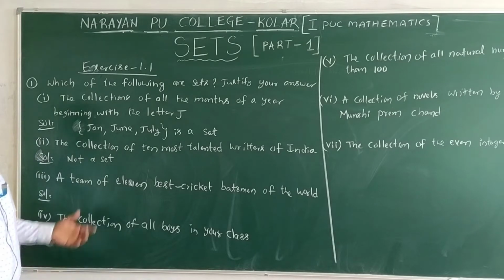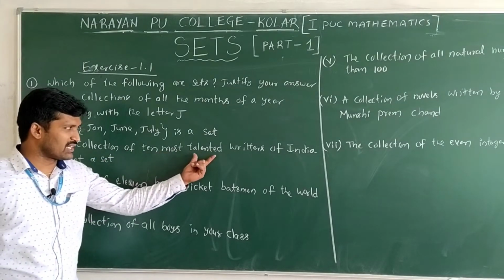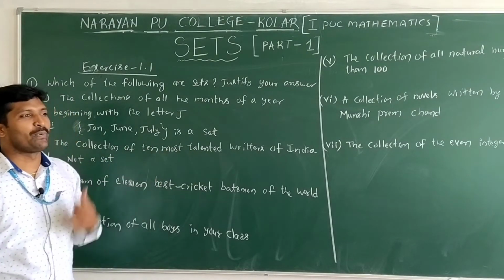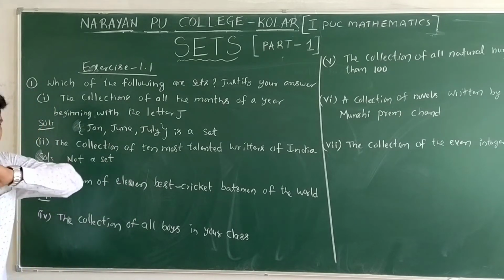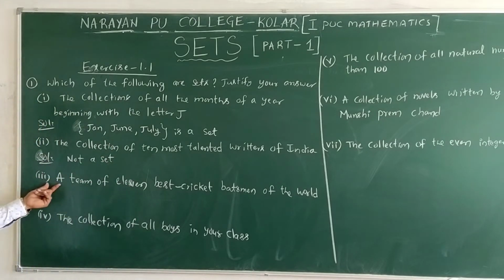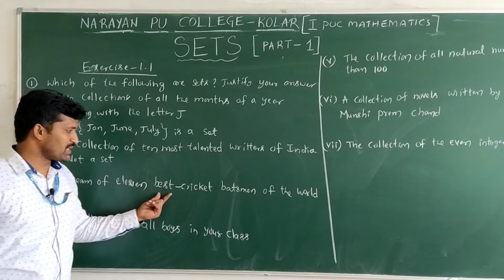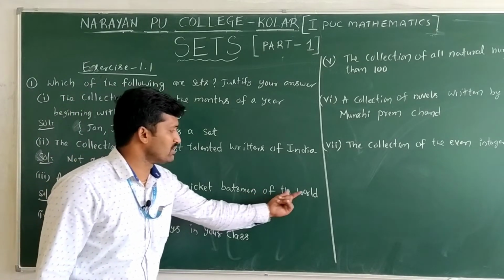Reason? It is a collection of the 10 most talented writers, but as opinion changes from person to person, it is not well defined. Next, the third one: a team of 11 best cricket batsmen of the world.